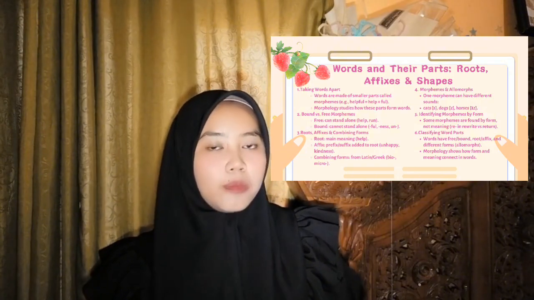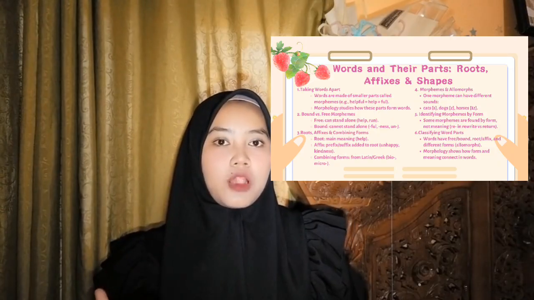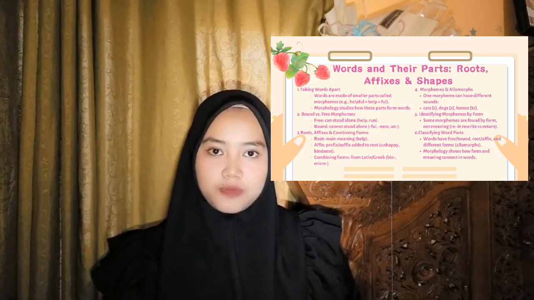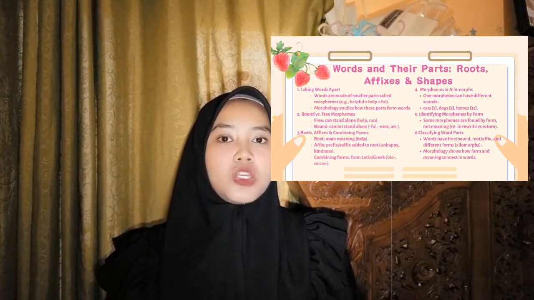And a root carries the main meaning, like help, move. An affix is added before or after, for example, unhappy and kindness. Some come from Greek or Latin, for example, bio, micro, tele. And then allomorphy links sounds and structure. This shows how pronunciation and meaning interact in English word formation.